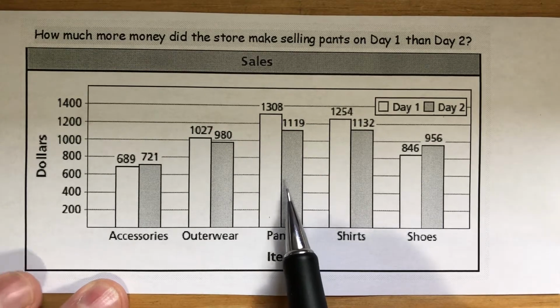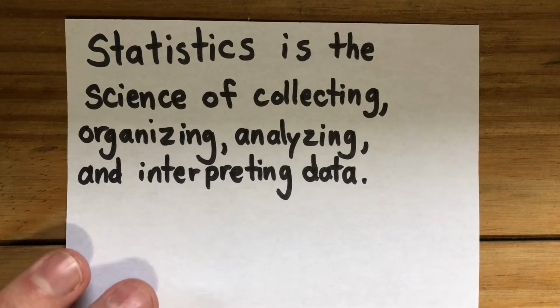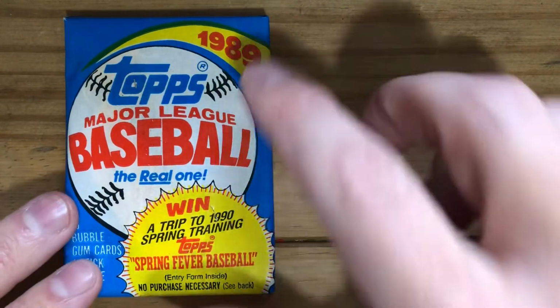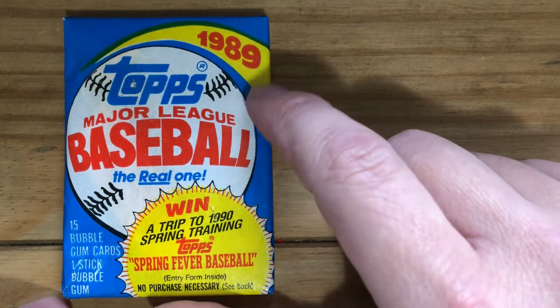So a lot of times we're interested in statistics, and statistics always is important to me because when I was a young man, as I told you before, I used to collect sports cards and watched a lot of sports, specifically baseball. And so I have a treat for you today. I actually have a pack of baseball cards from 1989. So that means that this pack of cards is over 30 years old.